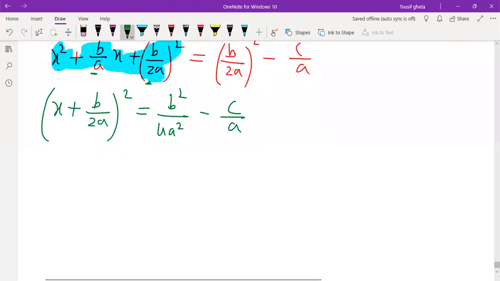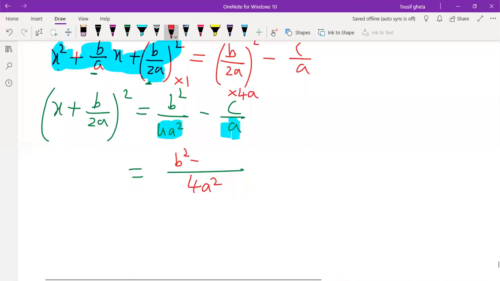Okay, Rekha, you can message whatever you doubt. LCM of 4a square and a. Okay, 4a square and a. So the LCM is 4a square. You will multiply into 1 and you will multiply with 4a. So you will get b square minus 4ac. Here you will get x plus b by 2a whole square.